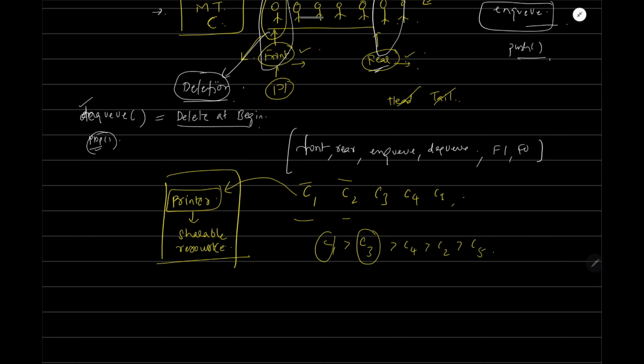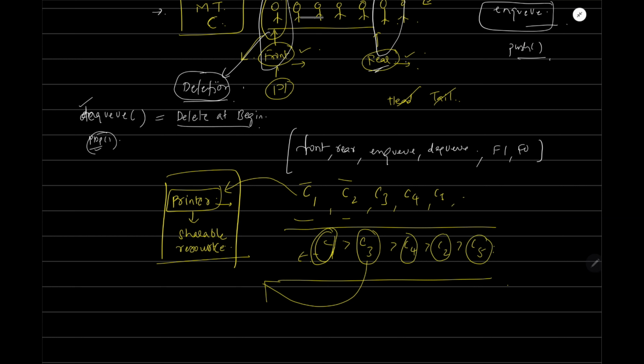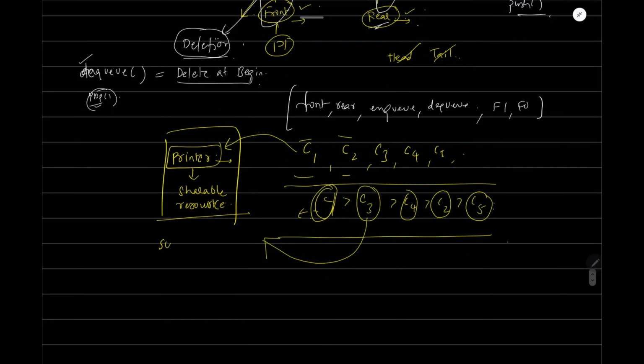So this is the queue now. Based upon the requests, after C1 completes its task of using the printer, only then can C3 access the printer, and then C4, then C2, and then C5. This kind of scheduling can happen. The scheduling of tasks can happen with the help of this queue technique. We will later on see the various applications related to queues.